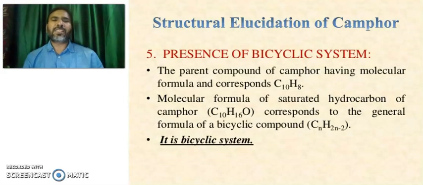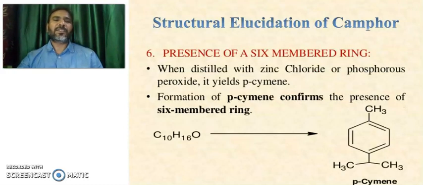Now, presence of a bicyclic system. The molecular formula of the saturated hydrocarbon corresponding to camphor, C10H16O, corresponds to the general formula of bicyclic compounds, CnH2n-2. So it is a bicyclic system. Now, presence of a 6-member ring. When distilled with zinc chloride or phosphorus pentoxide, it yields p-cymene. Formation of p-cymene confirms the presence of a 6-member ring.